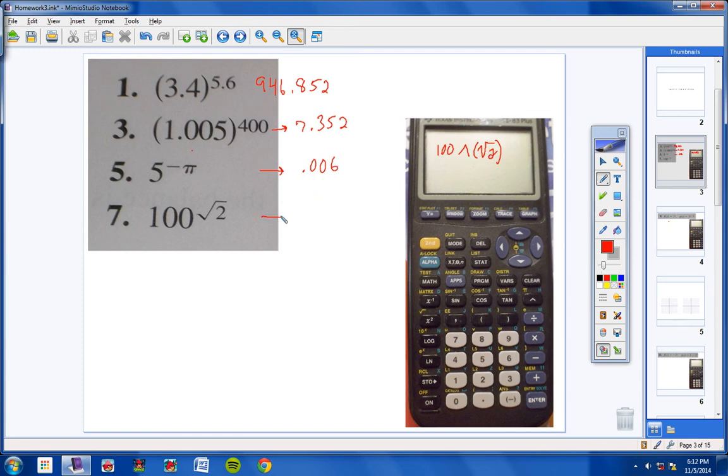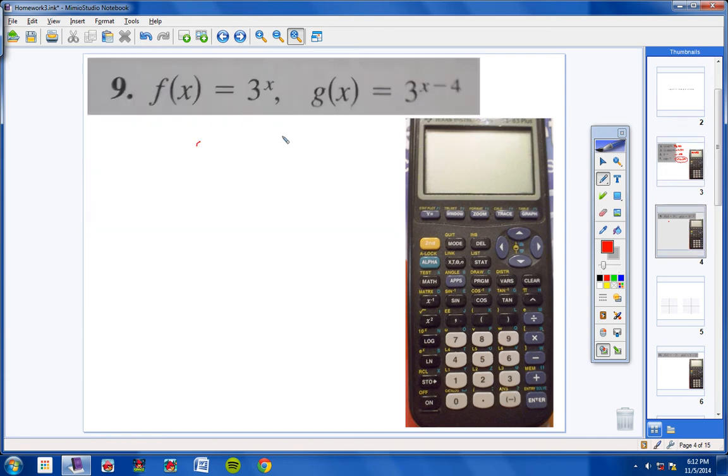673.639. And that is the answer in the back of the book. I'm checking these as we go to make sure they match the back of the book, and so far they have. So there we go. Moving on to numbers 9, 11, and 13.